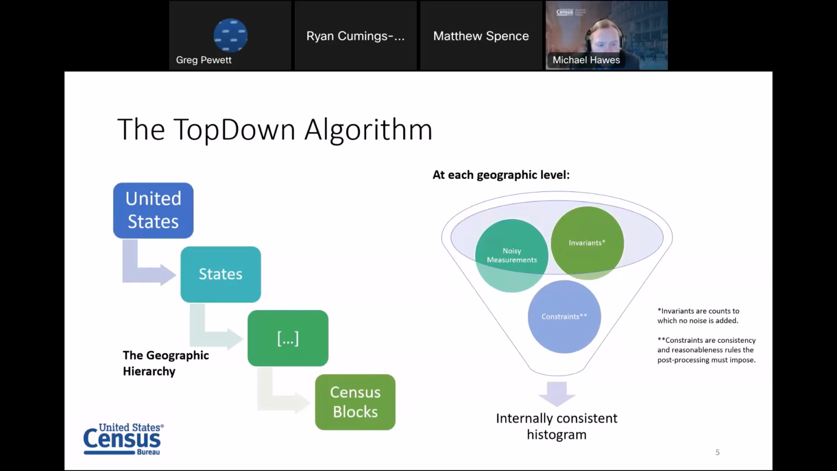All of this post-processing within the TDA occurs, as the name suggests, in a top-down fashion, starting at the level of the entire US and then moving sequentially down each geographic level of the hierarchy until you get down to individual census blocks. At each level, the results and totals of the post-processing from the level above it are added to the constraints. So, for example, when processing the state level noisy measurements, the algorithm includes the already processed US level data as additional constraints in that post-processing process. Next slide, please.